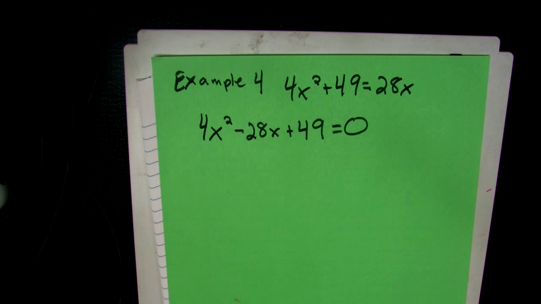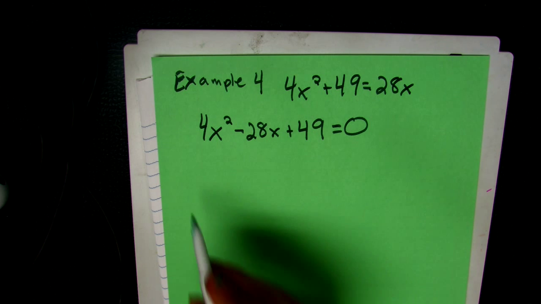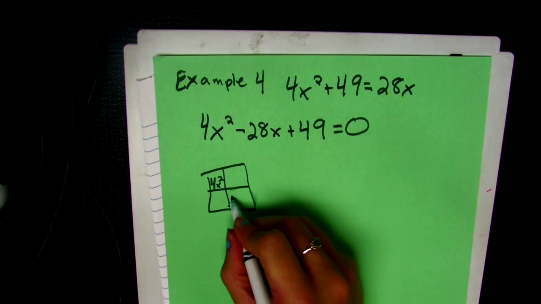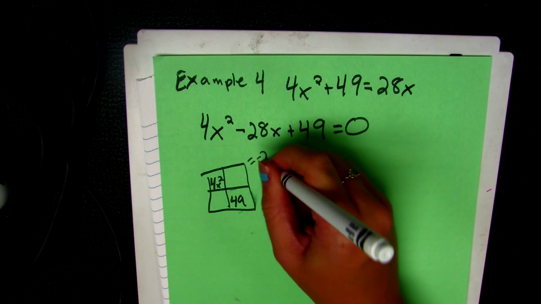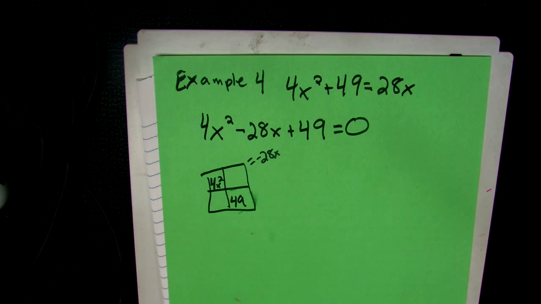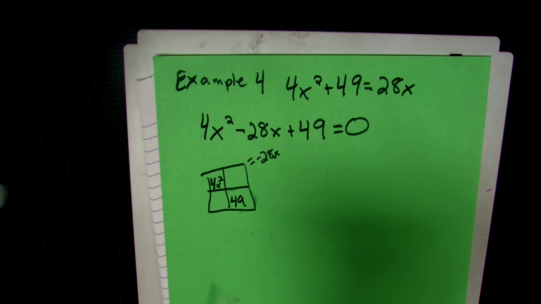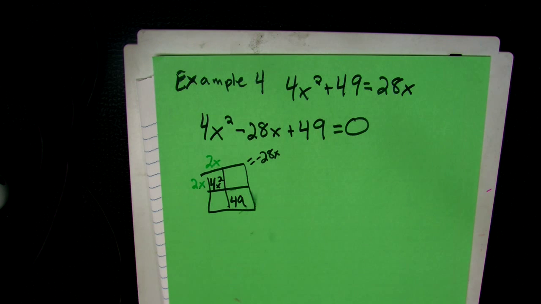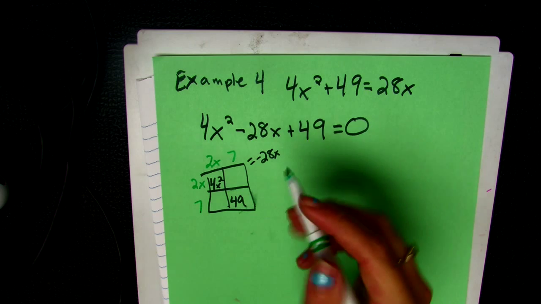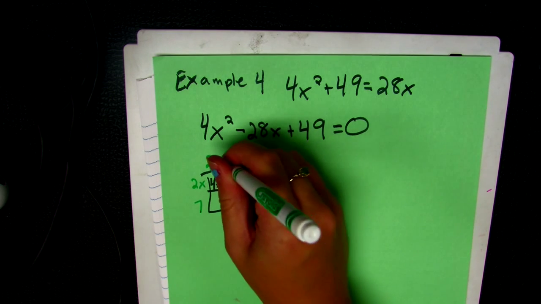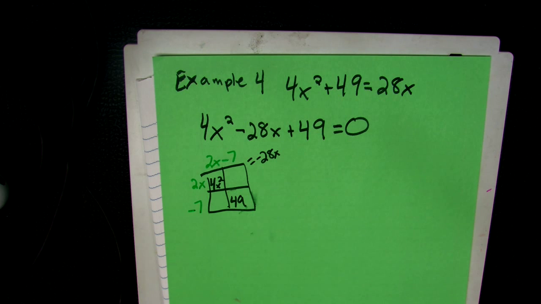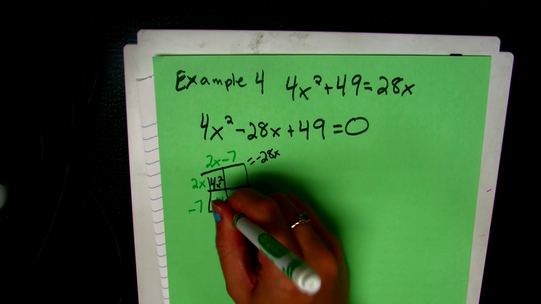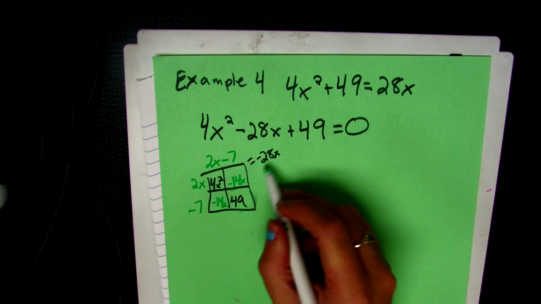So this one looks like it will factor easily. So I'm going to go ahead and use my box method to figure out my factors. So I want 4x squared here. I want 49 here. But I want it to equal negative 28x here. So when I think about my factors, let's try 2 and 2. So 2x and 2x to make 4x squared. And then 7 and 7 make 49. I know I want to add up to negative 28, so let's make that negative 7 and negative 7. Because that will still equal positive 49 when we multiply, but then we have negative 14x, which adds up to negative 28x.